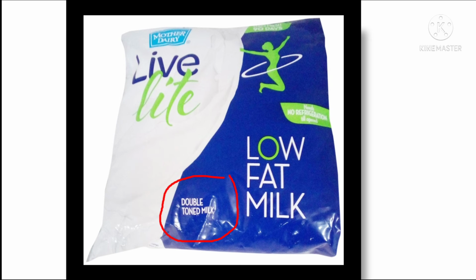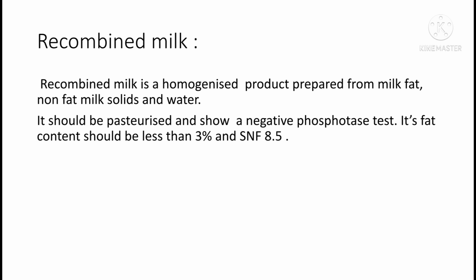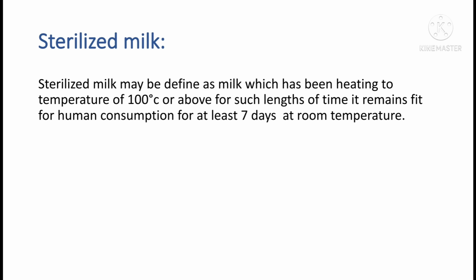And the next definition is recombined milk. Recombined milk is defined as a homogenized product. In the beginning of this video we saw what homogenization is, and this recombined milk is prepared from milk fat, non-milk fat solids and water. We prepare this recombined milk from these three ingredients, and it should be pasteurized and show a negative phosphate test, and its fat content should be less than 3% and solid not fat content should be 8.5%.